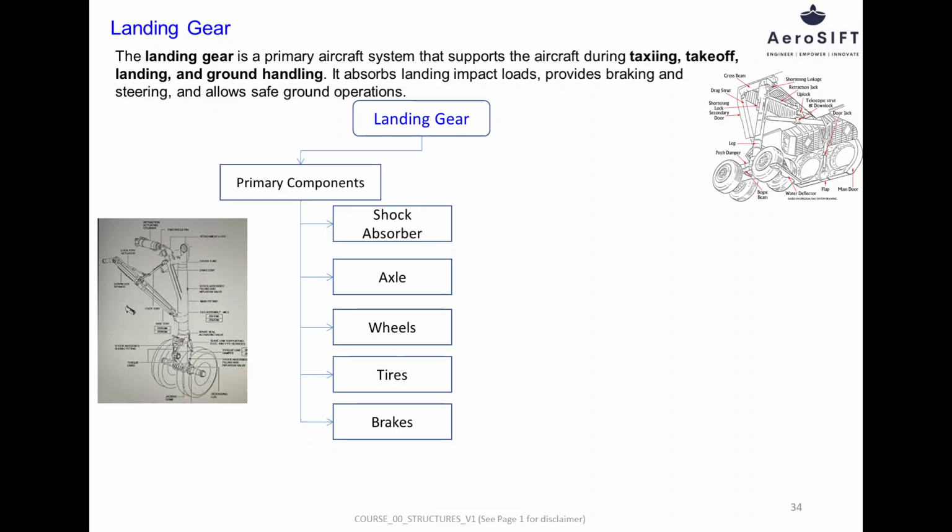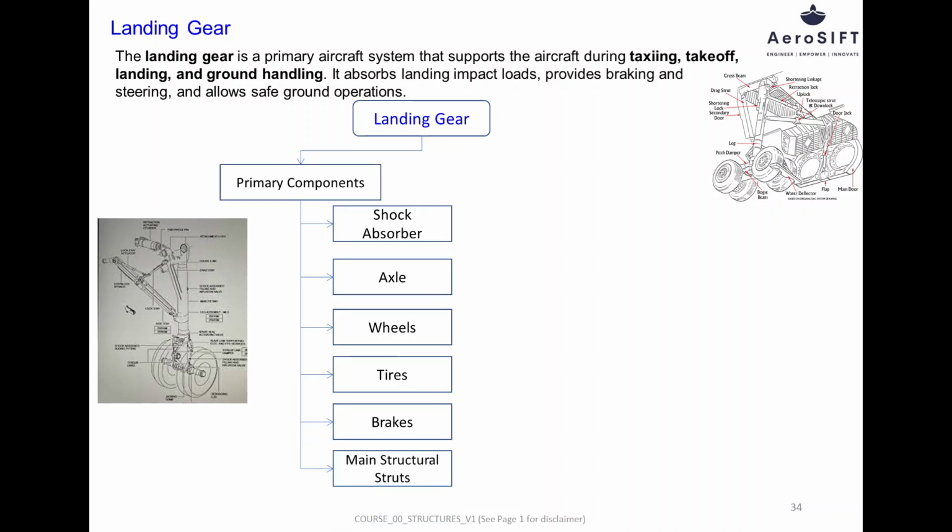Brakes are used to decelerate and stop the aircraft during landing and rejected takeoff conditions. Modern aircraft use multi-disc hydraulic or carbon brakes capable of absorbing large amounts of kinetic energy. Braking systems often include anti-skid protection to prevent wheel lockup.